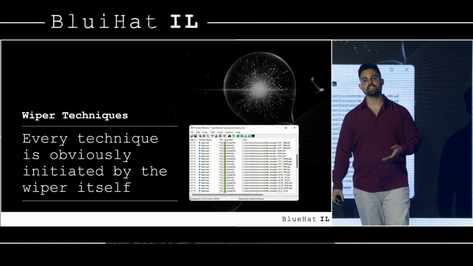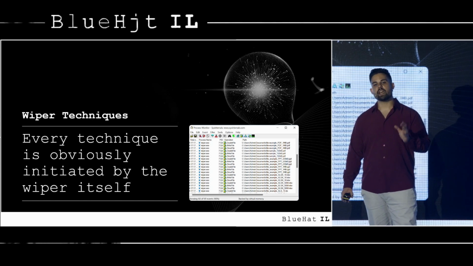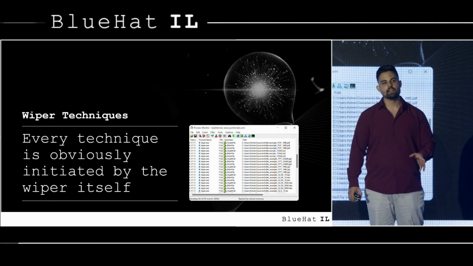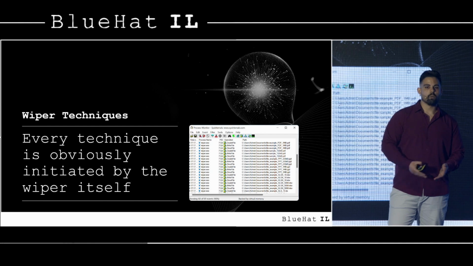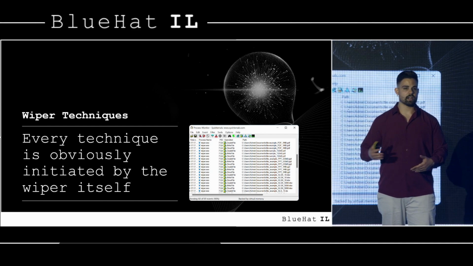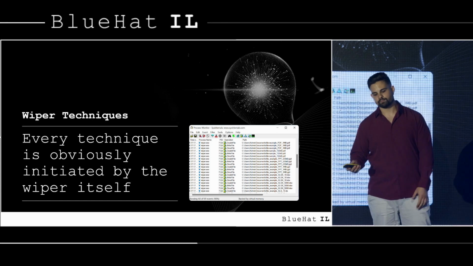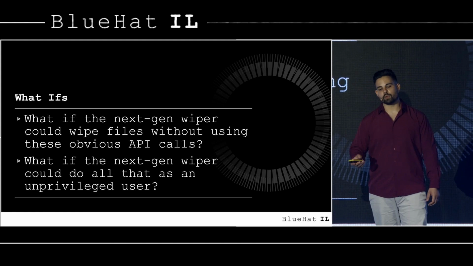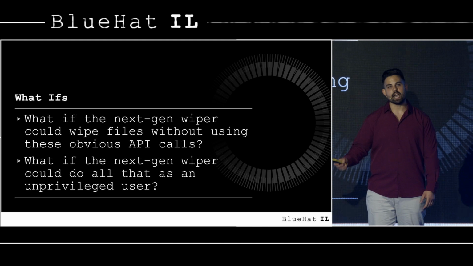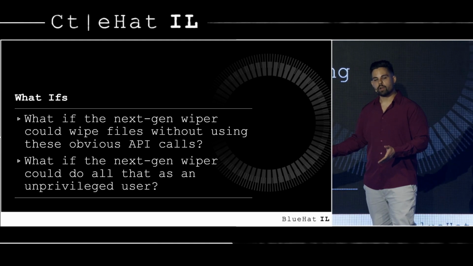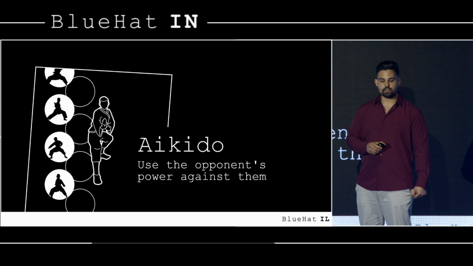However, after studying these wiping techniques, or any other wiping technique, I had a crucial insight. The insight was that each and every one of the techniques was obviously initiated by the process of the wiper itself. So that means that if we open Process Monitor, for example, while a wiper is running, we will see a process, the process of the wiper, running and opening and writing to a lot of files, which is extremely incriminating. But what if the next generation wiper that we create will be able to wipe all of those files without calling these very obvious and incriminating API calls? And what if this very same next generation wiper will also be able to do all that as an unprivileged user? Looking at this goal, I thought about Aikido.